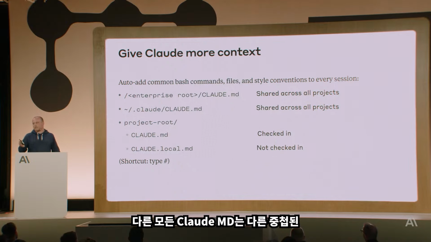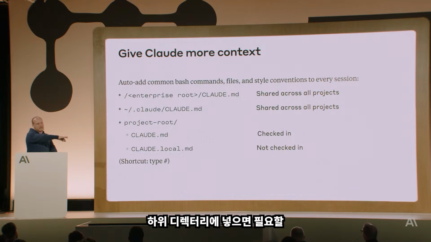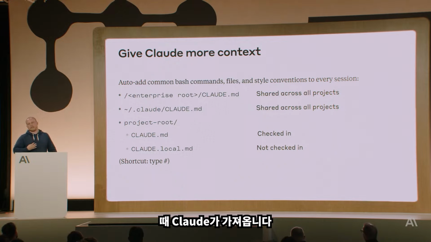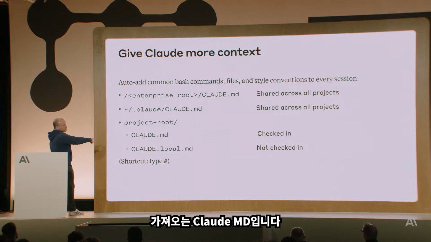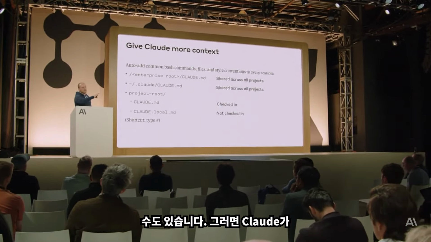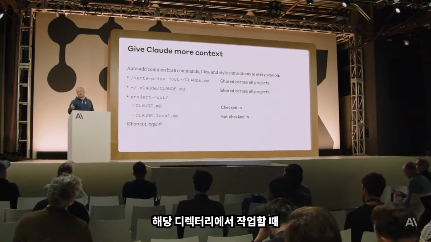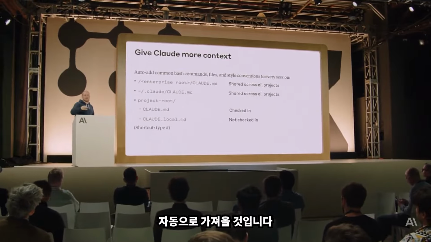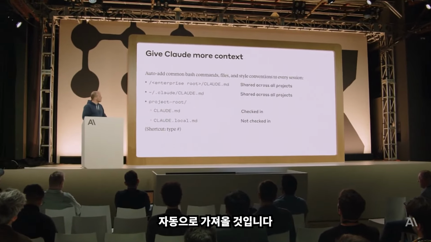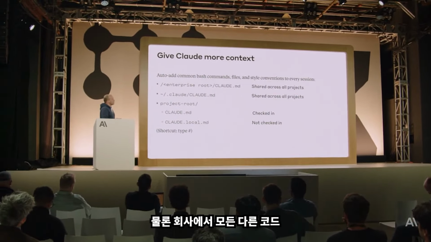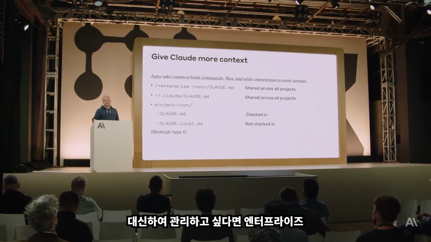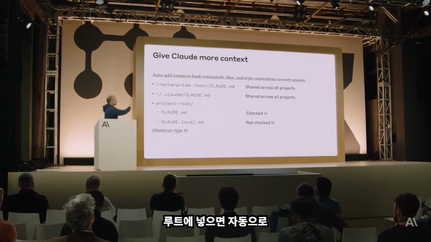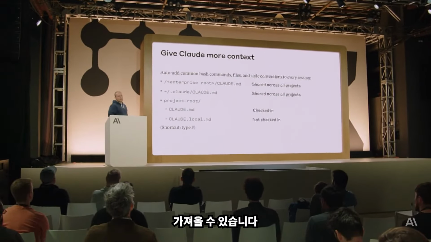All the other CLAUDE.md files, you can put in other nested child directories, and Claude will pull them in on demand. So these are the CLAUDE.md files that will get pulled in automatically. But then you can also put CLAUDE.md files in nested directories, and those will get automatically pulled in when Claude works in those directories. And of course, if you're a company, maybe you want a CLAUDE.md that's shared across all the different code bases, and you want to manage it on behalf of your users. You can put it in your enterprise root, and that'll get pulled in automatically.